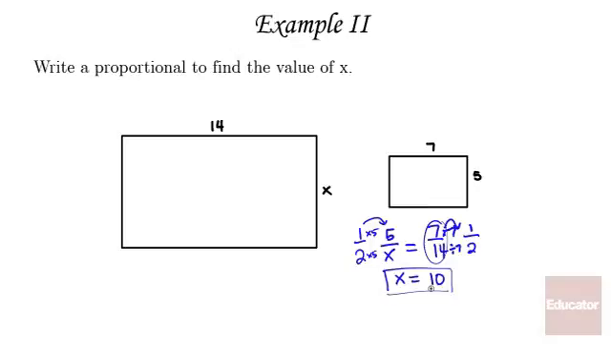Okay, if you want to practice cross products, again, you're going to just do 5 times 14, which is going to be equal to x times 7. So I can write 7 times x. Okay, and then you're going to just solve that out and then divide by 7. Okay, and you're going to solve for x that way, and you're still going to get 10. 7 times 10 is going to equal 70.